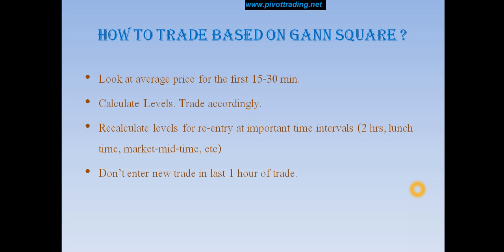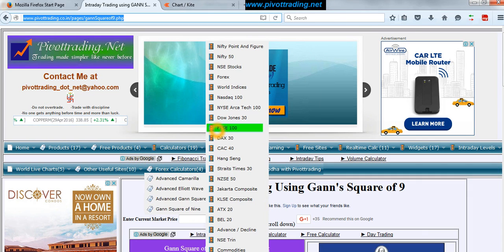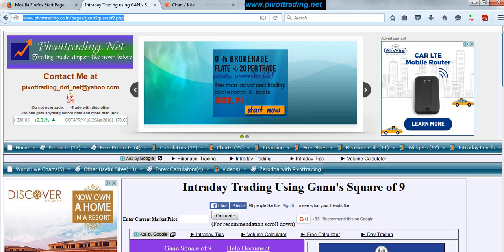Okay, so let me take you to a practical example of Nifty futures for the March series for this particular month of today. Before moving on to the live example, this is how I will show you where exactly you can find the Gann square of 9.